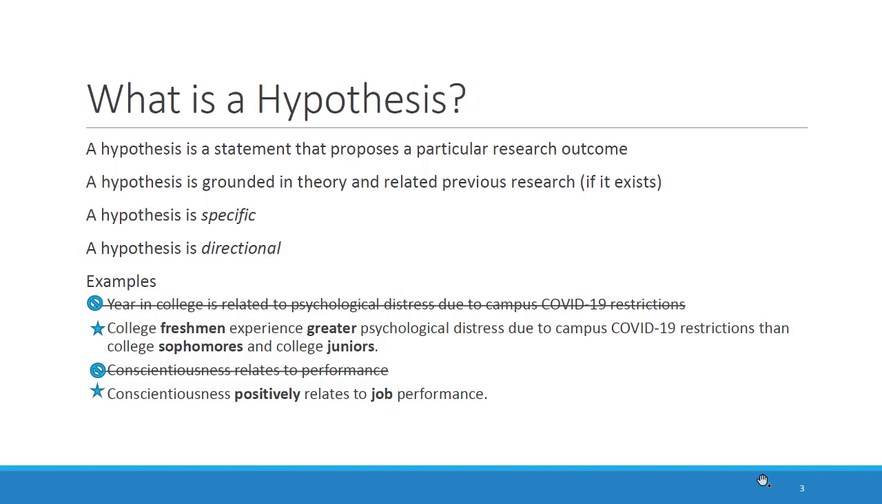A hypothesis is specific. It's also directional. So in terms of being specific, it's not good to have very general, vague statements in a hypothesis. In terms of directionality, you need to make sure that you're proposing what you think will happen in terms of levels of a variable. If you're proposing that one group has a higher level than another group, one group has a lower level than another group, or the direction of the relationship.